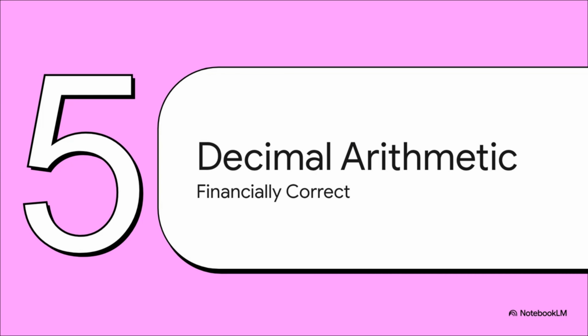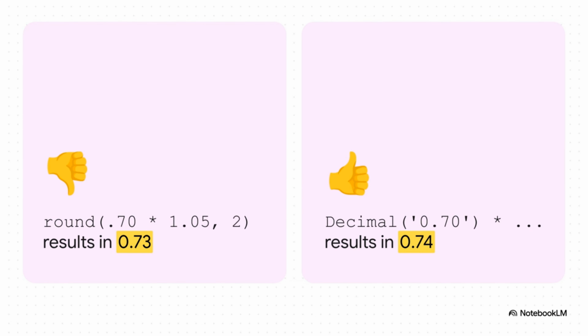For our final stop, let's talk about something really important: money. When you're doing financial calculations, close enough is just not good enough. And you might be shocked to learn that Python's standard numbers, the floats, can sometimes be close enough in ways you really don't want. Just look at this. We're doing a simple 5% tax on a 70-cent item. With standard floats, the answer rounds to 73 cents. But if you use Python's decimal module, you get the correct answer, 74 cents.